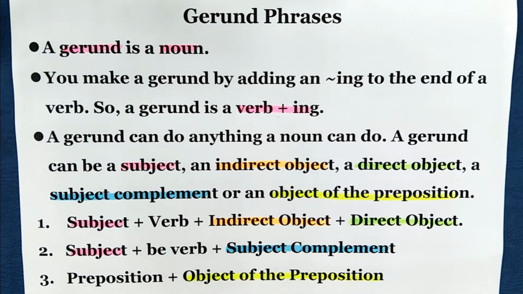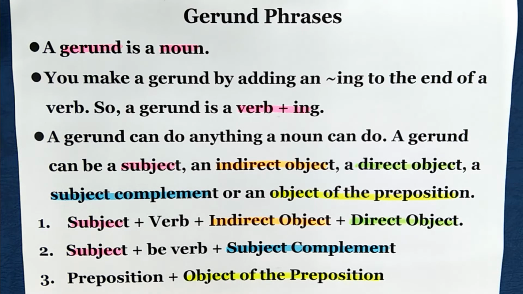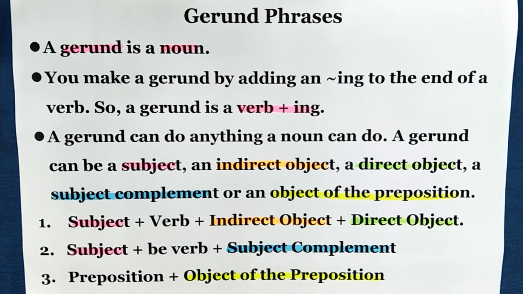A gerund is a noun. How can you make a gerund? Well, you make a gerund by adding an ing to the end of a verb. So a gerund is a verb plus ing. Well, what can a gerund do? A gerund can do anything a noun can do. A gerund can be a subject, an indirect object, a direct object, a subject complement, or an object of the preposition. Well, let's look here.